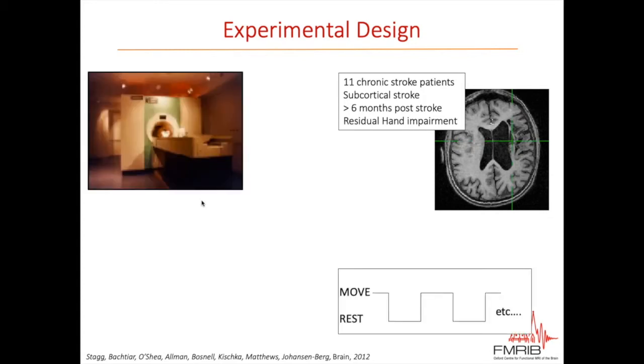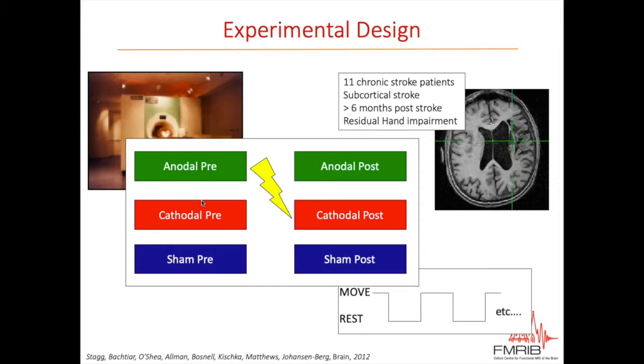So what we did was take a group of chronic stroke patients and pop them in a very old 3 Tesla scanner at FMRIB. It should be in the Science Museum these days. This is what it looked like at the time. And we asked stroke patients just to move their wrists. So they did a wrist flexion extension in a block design, 30 seconds on, 30 seconds off. And they did that before and after either anodal stimulation to the lesioned hemisphere, cathodal stimulation to the unlesioned hemisphere, or sham.